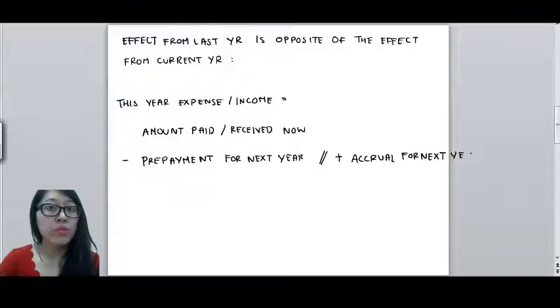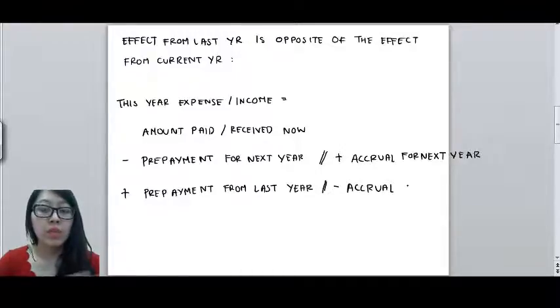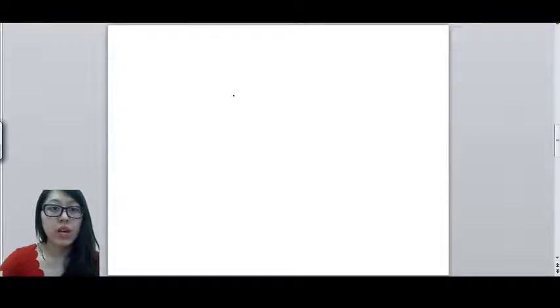Whereas amounts that were brought forward from last year, what do we do with them? You'll need to include the prepayment, either prepaid expense or prepaid income from last year. And if we're talking about accruals, we cannot include them this year because they were already included in, let's say, expenses or income in the previous year. So the accrual from last year should be removed.